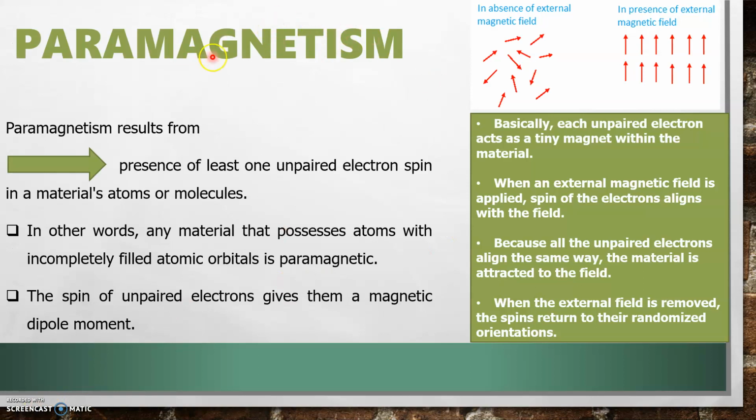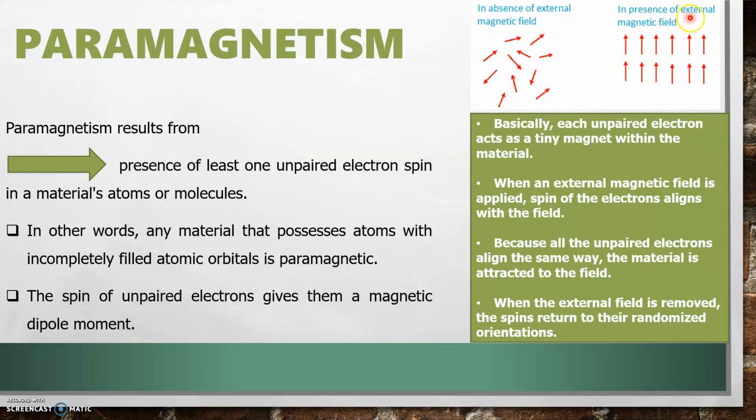What is paramagnetism? Paramagnetism results from the presence of at least one unpaired electron spin. That means there must be at least one electron which is not paired in the atoms or molecules. So any material that possesses atoms with incompletely filled atomic orbitals becomes paramagnetic, and the spin of the unpaired electron gives them a magnetic dipole moment. That means they are scattered like this in the absence of a magnetic field.